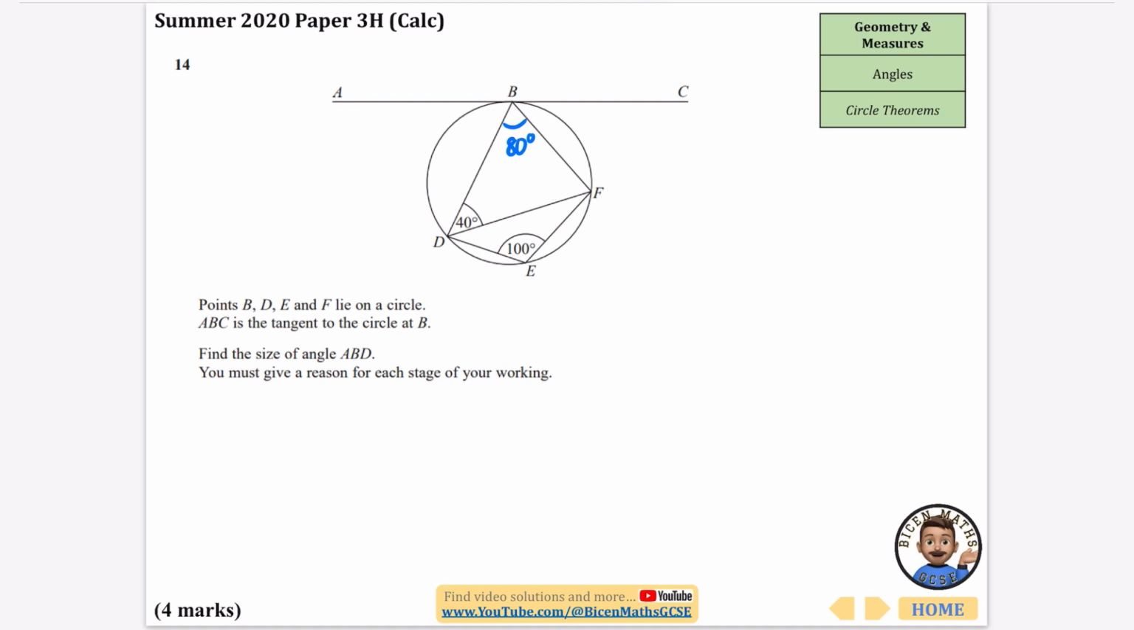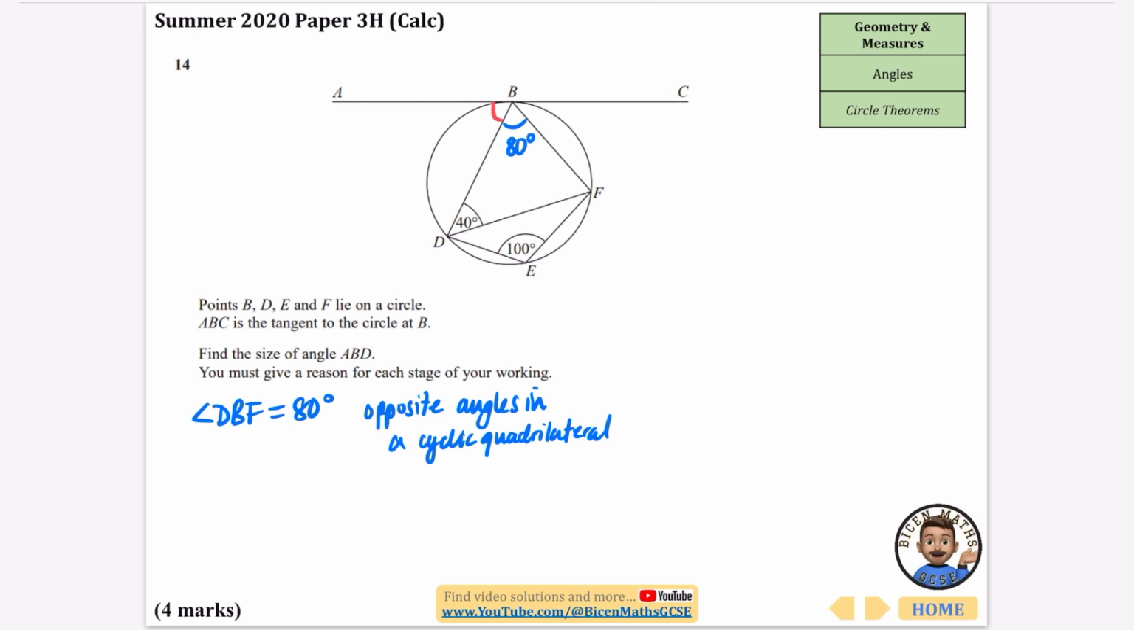So I'm just going to write down that angle DBF is equal to 80 degrees, and that's because they are opposite angles in a cyclic quadrilateral. And now I'm going to think about what else I could find out. Well, I'm trying to find out what the size of angle ABD is, so that's my goal.